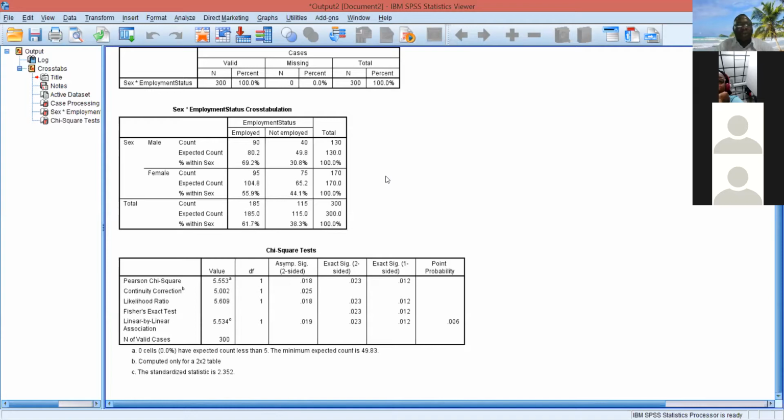Okay, let's now go to the Pearson chi-square. Can you see the Pearson chi-square we calculated? Is it not the same, 5.53?